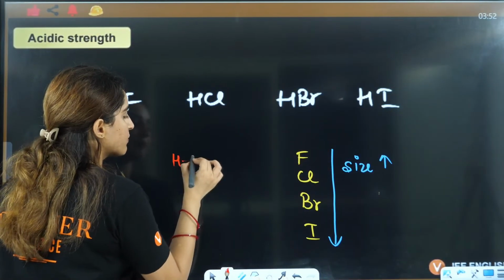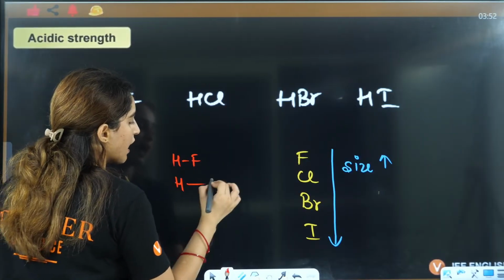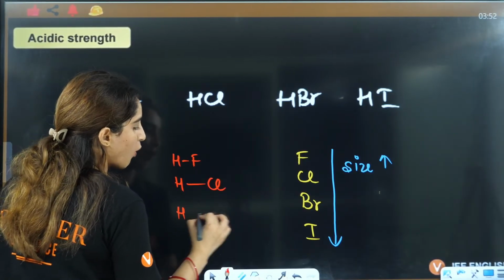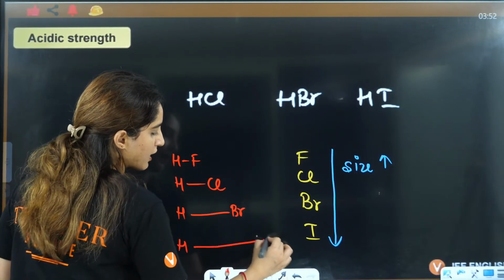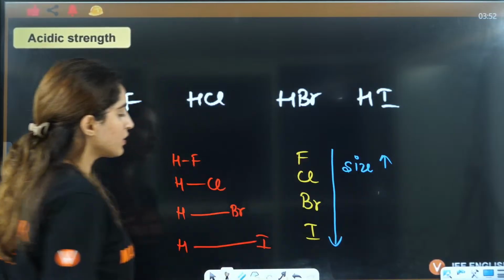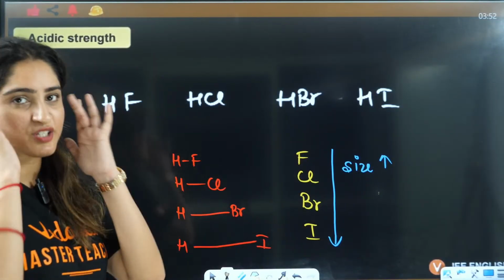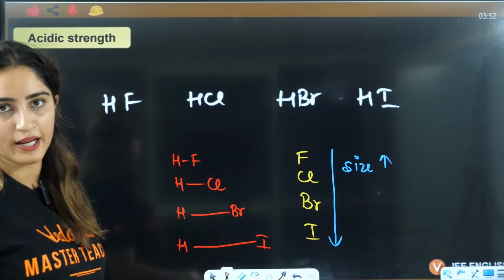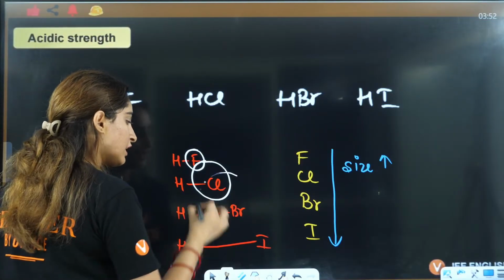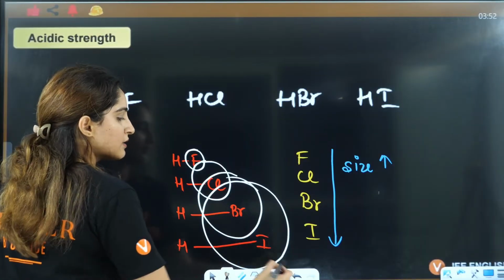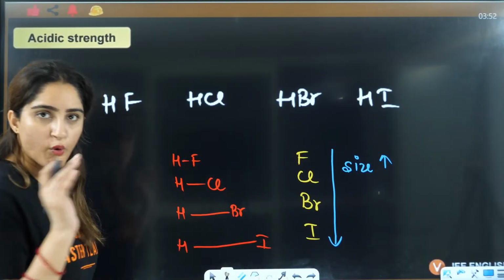We know that HF will be like this. HCl will have a bigger size, that's why the bond length will be more. This is HBr and this will be HI, right? It's actually not like this, I am just visually representing how it should be. Here the size is small, here the size is big, then even bigger, then even bigger. That is the reason you have these kinds of bond lengths.